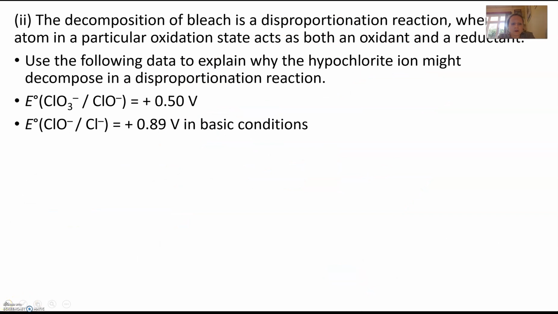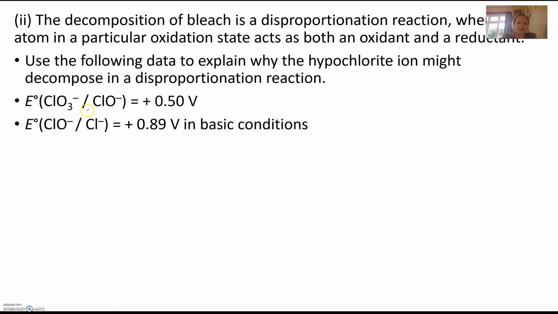The next part of the question says the decomposition of bleach is a disproportionation reaction where an atom in a particular oxidation state acts as both the oxidant and reductant. Use the following to explain why the hypochlorite ion decomposes. So this is really cool, because I love how this question starts with a real life example and then says to you, well, this is why it happens. It's super cool. So we know disproportionation is when the same species gets oxidized and reduced.